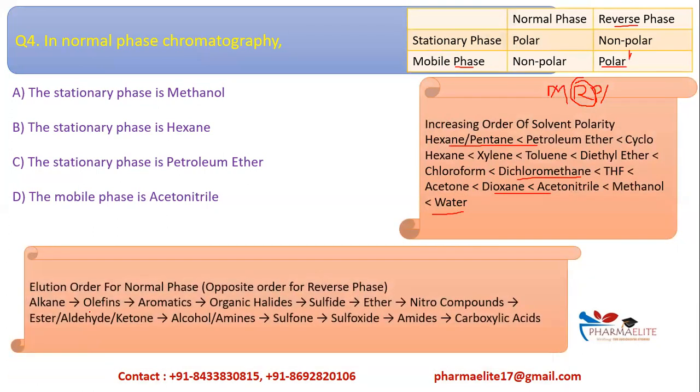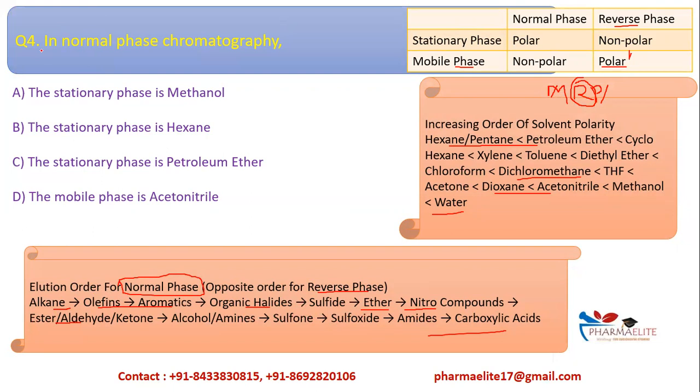Also, there is an order of elution for normal phase chromatography, that is the eluotropic series, which depends upon different functional groups like alkanes, olefins, aromatics, organic halides. Then it will be ether compounds, nitro compounds, esters, aldehydes, ketones, amines, alcohols, sulfones, sulfoxides, amides, and carboxylic acids. This is the order of elution in case of normal phase chromatography. Just the opposite order will be true in case of reverse phase chromatography.